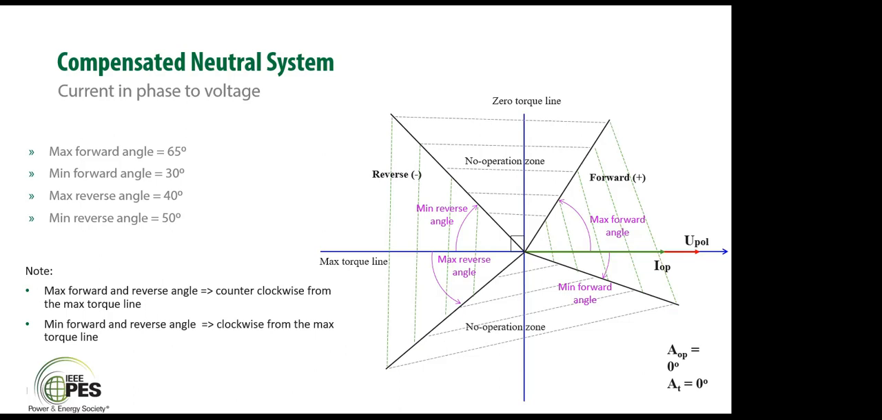Again, there is a minimum requirement of operating voltage, operating current and polarizing voltage, and below that will also be considered the no operation zone. So that was basically the highlight of my presentation today, the directional protection.